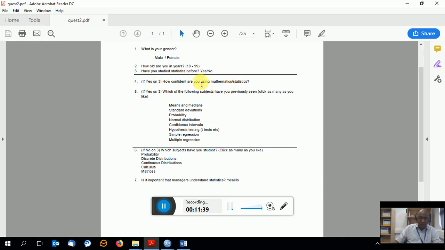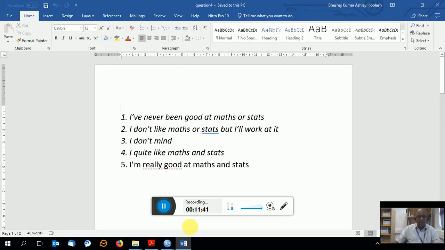I do apologize, there should have been some options here, and here are the options. So how good are you in using maths and stats? Five options are given. Your reason might not fall into this. What would you do then? And is there another way to improve this question?